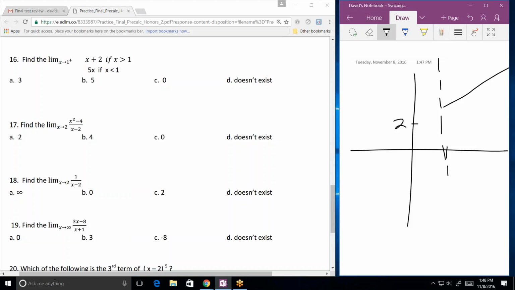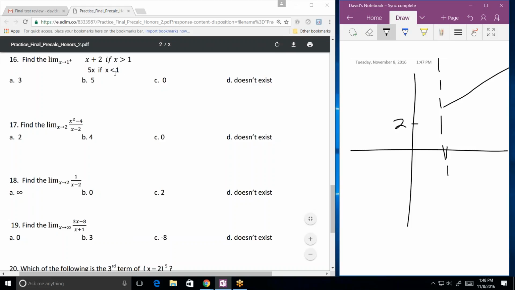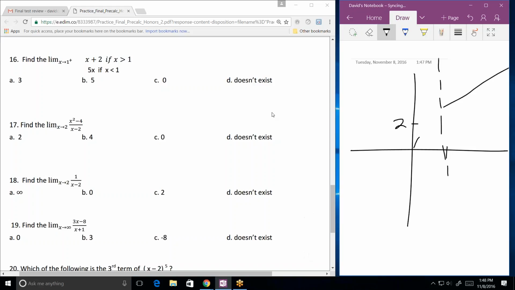And if I plot the bottom function, whenever x is less than 1, I get 5x. Well, that's a rather steep function. Kind of like this, zero there and a closed circle there. And then I don't really need that line there. So I've graphed that piecewise function.